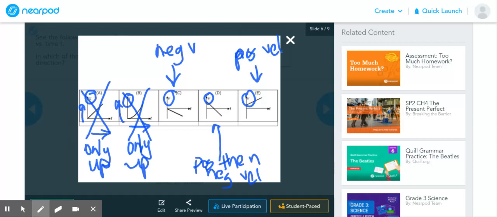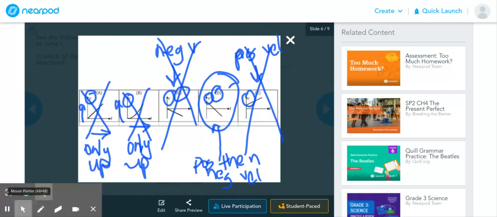All right, negative velocity means that we are moving in the negative direction. Positive velocity means we're moving in the positive direction. So negative velocity for C means we're only moving in the negative direction. That can't be right. Here for D, we've got positive then negative. So we move in the positive direction, then we change directions to the negative direction. So that's right. And then the last one, only positive. So we're only moving in the positive direction.